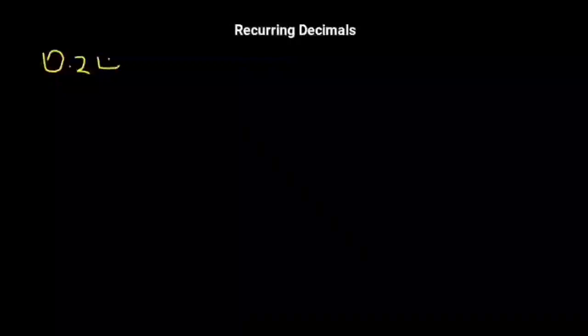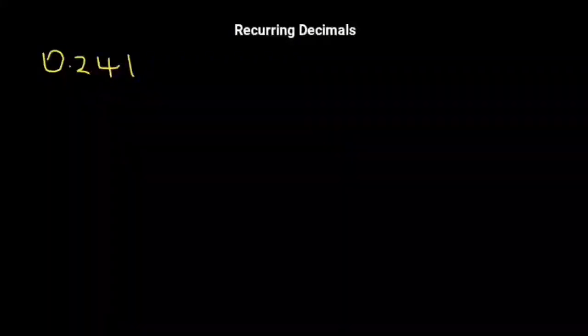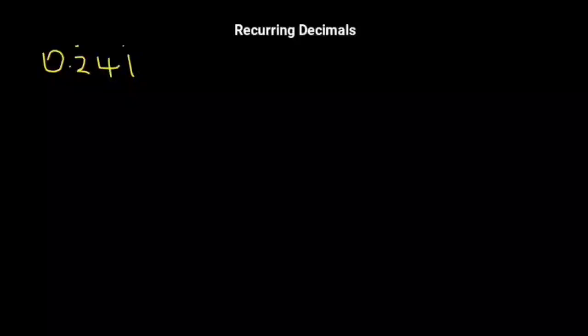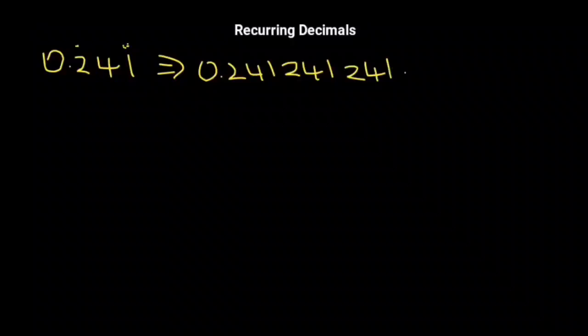So our recurring decimal would be 0.241. And I want all 3 of the numbers to recur. So our dots are going to be over the first recurring number and the last recurring number. So that would be over the 2 and over the 1. And writing this out, we'll have 0.241241241, and that keeps going on.